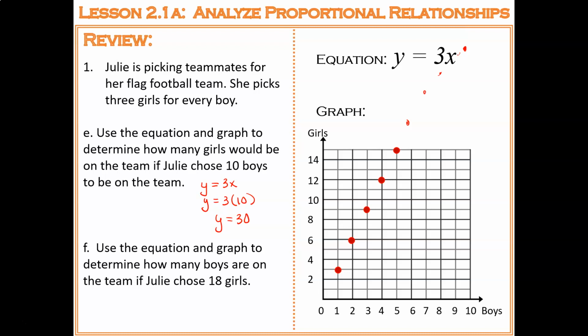F says, use the equation in the graph to determine how many boys are on the team if Julie chose 18 girls. So we can't use the graph either because the way we have it plotted, you can't see 18, but we certainly can use the equation. This time we get girls. So we're going to replace the Y with 18. And to find the number of boys, or X, we're going to divide by 3. X is 6 boys. Okay? All right.